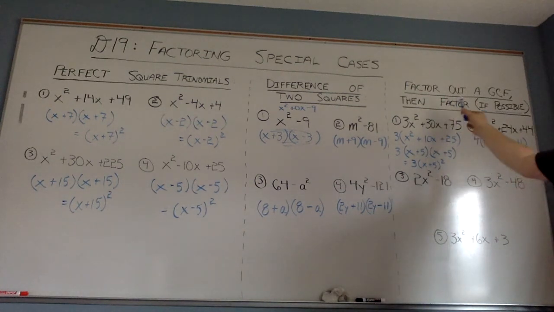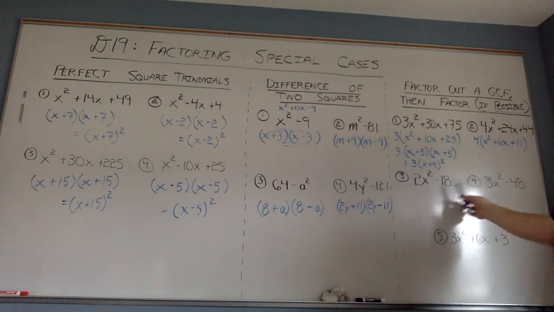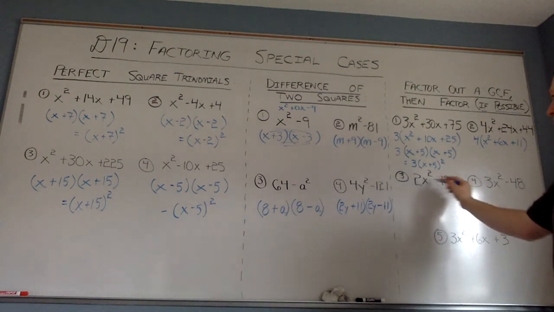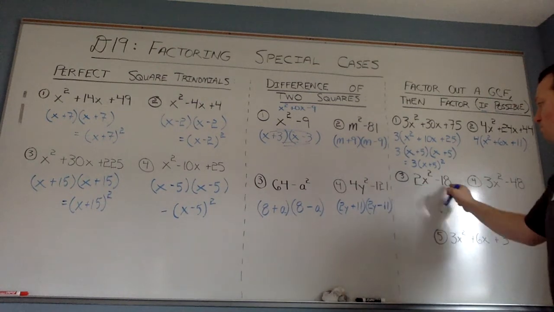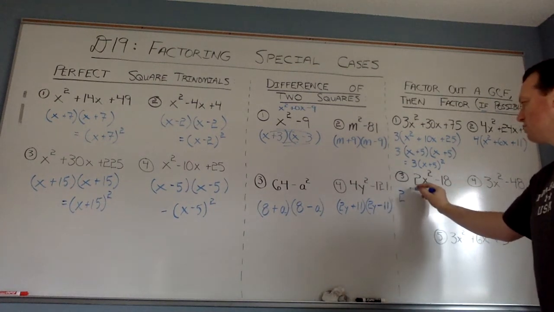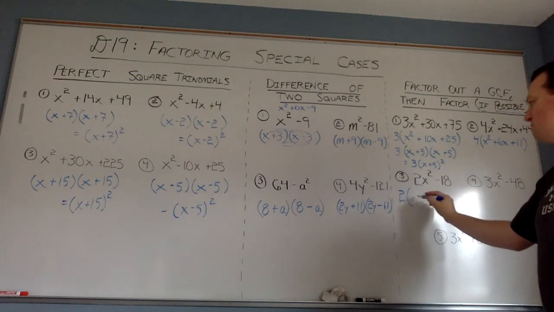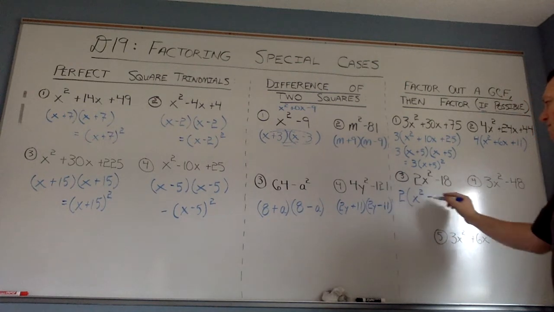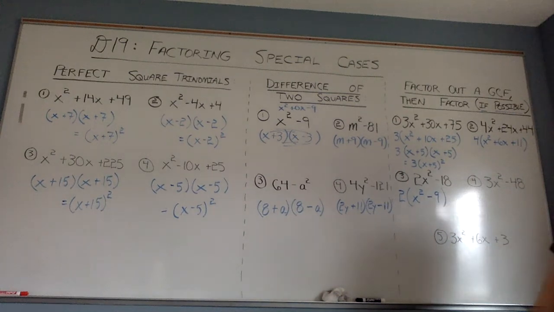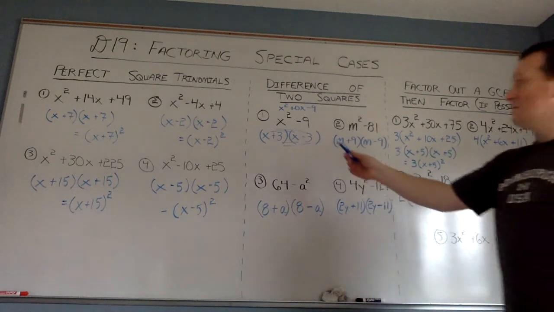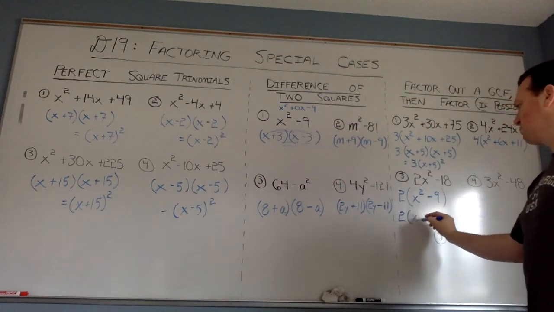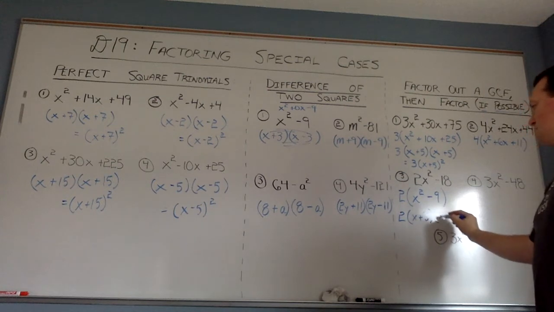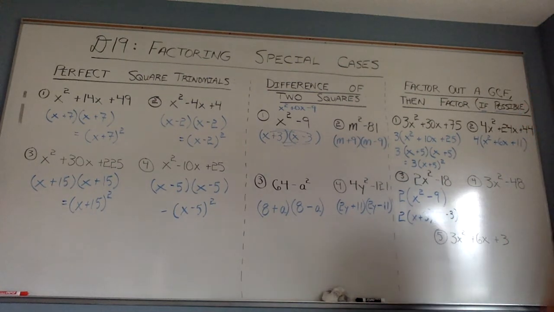Another time you might be able to take out a greatest common factor is with the difference of two squares examples. Notice here I have two terms. They're not perfect squares. Oh, but 2 and 18 have a greatest common factor of 2. So if I divide both of these by 2, taking out my floating 2, I'll be left with x squared minus 18 divided by 2, which is 9. And I saw from my prior set of examples that x squared minus 9 can be broken down into x plus 3 times x minus 3. So there you have it.